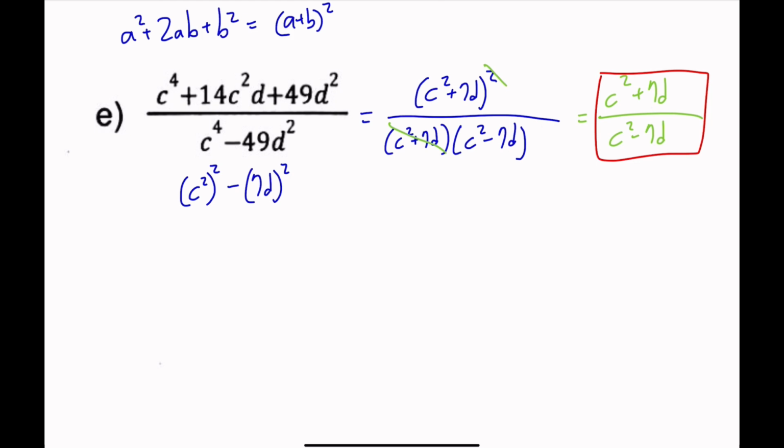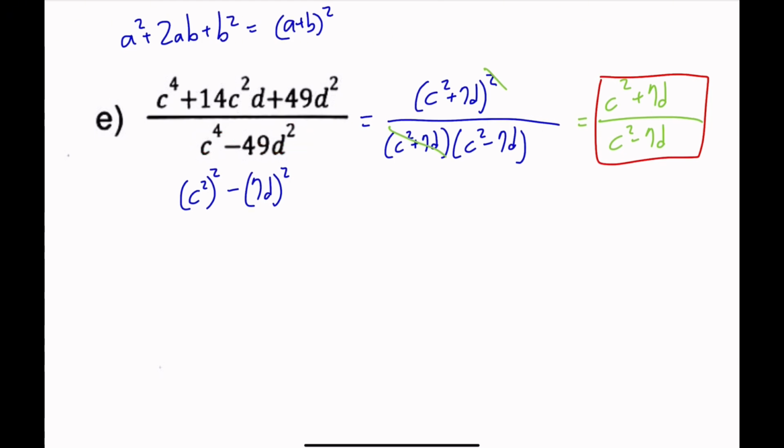As for the non-permissible values, the denominator cannot be 0, right? That means c squared plus 7d cannot be 0, and c squared minus 7d cannot be 0. Therefore, c squared cannot be plus or minus 7d, right? Because if c squared is plus 7d, then this becomes 0, and if c squared is minus 7d, then this becomes 0. Okay, so c squared cannot be plus minus 7d, and you can't say, oh, it has to be plus, because c squared is always going to be plus.